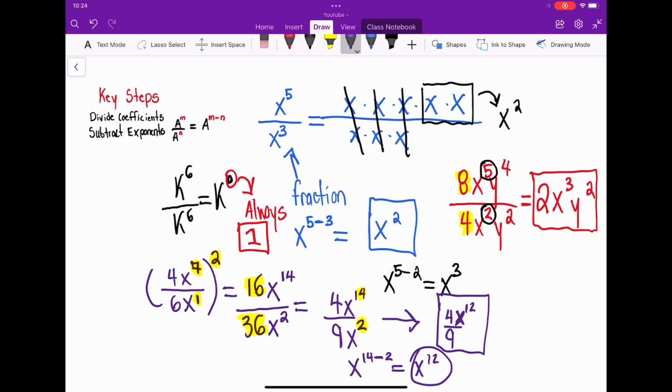So guys, when we're working with the quotient rule, don't forget these 2 very helpful tips. Please make sure you guys divide the coefficients, reduce your fraction with those numbers out in front. And then for the second very helpful tip, make sure that you guys subtract your exponents, subtract the bottom exponent from the top, and then you guys will have your correct answer.